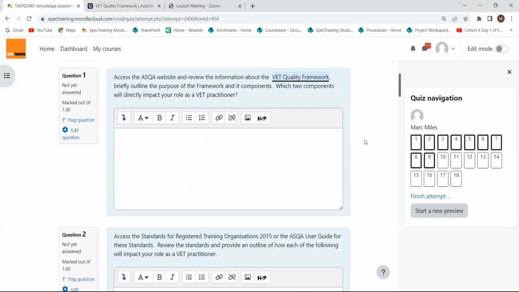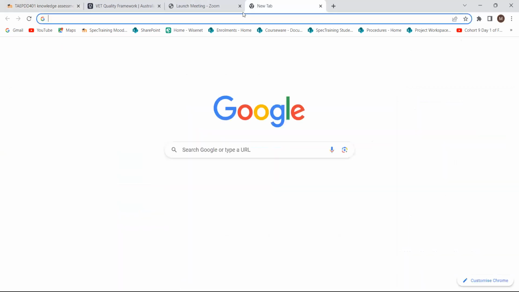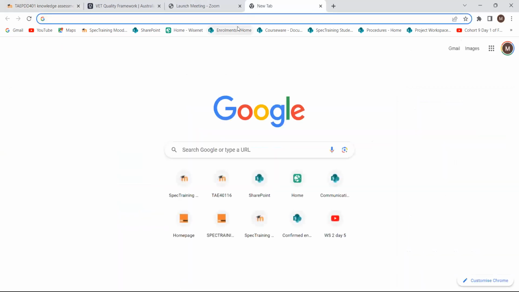Okay, so let's move on to question 2. It says, access the standards for registered training organizations or the ASQA user guide for the standards. Review the standards and provide an outline of how each of the following will impact your role as a VET practitioner. I will quickly show you on Google how we would find those standards.